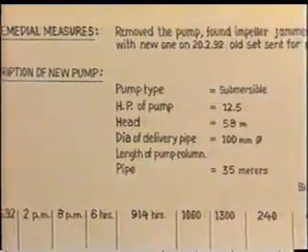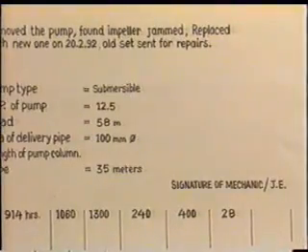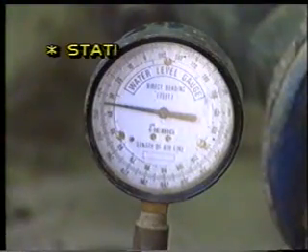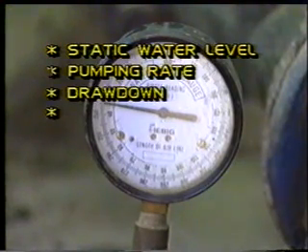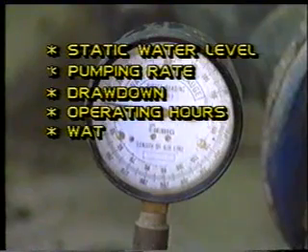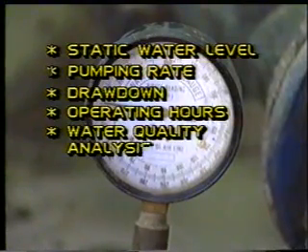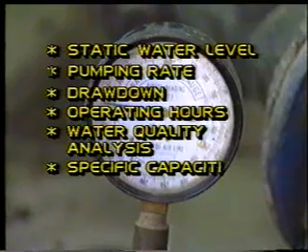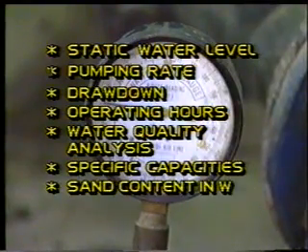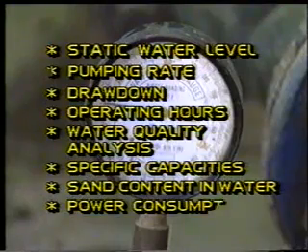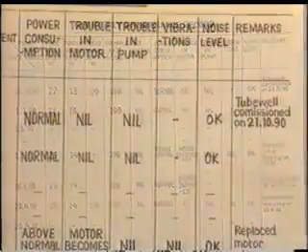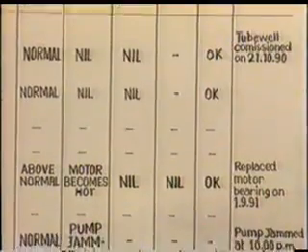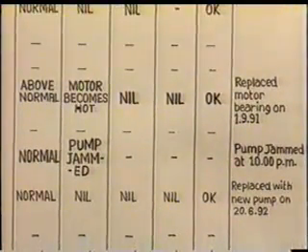Maintenance of daily record is very important for proper working of tube wells. Record of static water level, pumping rate, drawdown, operating hours, water quality analysis, specific capacities, sand content in water, and power consumption should be maintained. This data should be recorded at regular intervals of every 3 months on the same dates and also whenever the pump is removed and replaced after repairs.